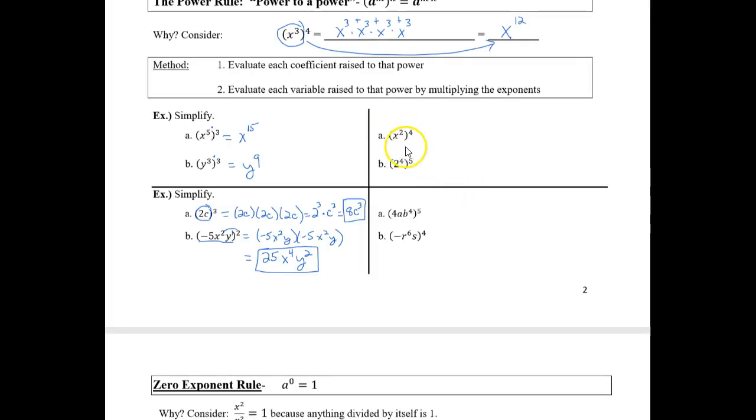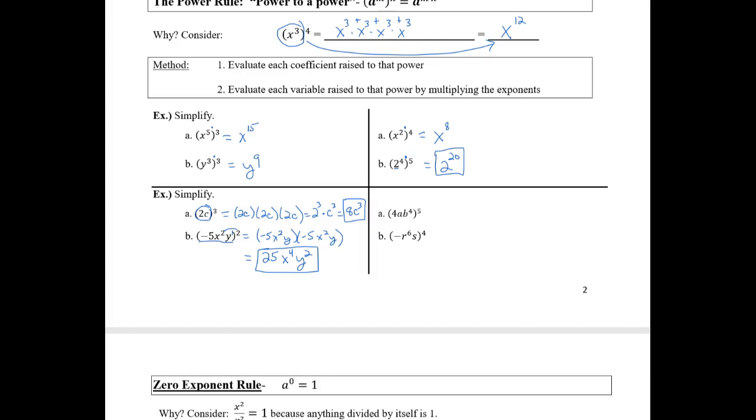First example, on the right-hand side, x squared to the 4th power. Use the power rule. It says 2 times 4 would give me 8. So we have x to the 8th power. Again, this tricky one with the base, which is a number. It says 2 to the 4th power to the 5th power. So 2 is now a base, not a coefficient. I can use the power rule and take 4 times 5 and get 20. So now this is 2 to the 20th power. Don't try to multiply that out. That would be huge. We're just showing that we understand that power rule.